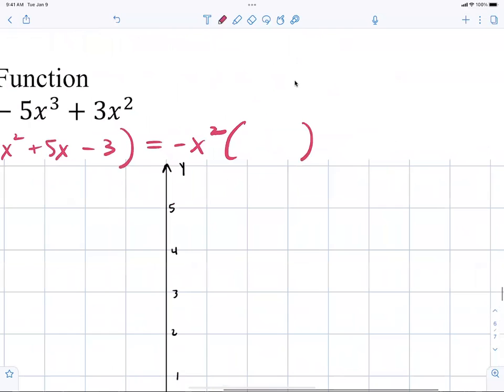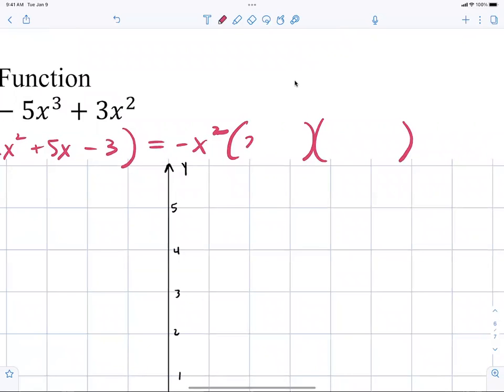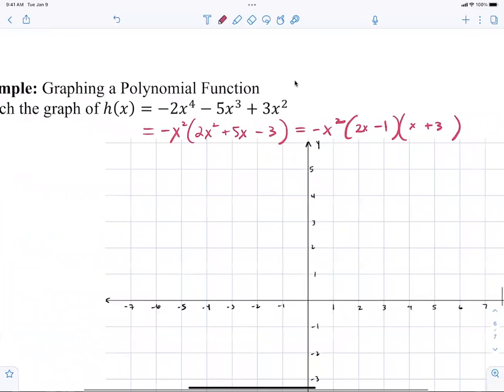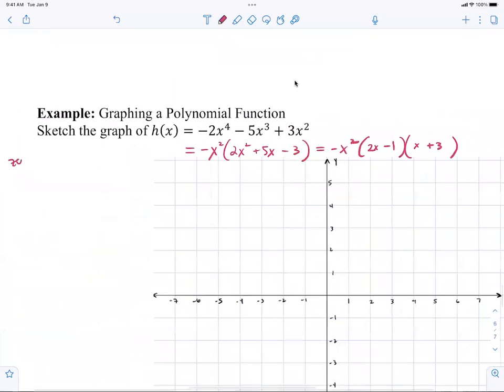Okay, so then factoring the quadratic factor, that would be plus 3, minus 1. Okay, so then for our zeros, we'd have 0 with a multiplicity of 2. We would have 1/2 with a multiplicity of 1. And we would have -3 with a multiplicity of 1.